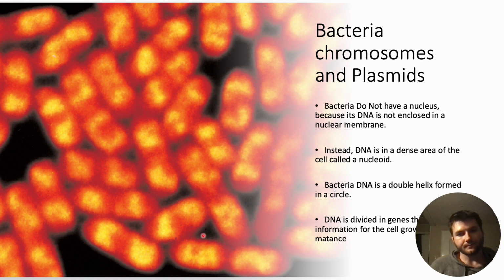So, bacteria, chromosomes, and plasmids. Bacteria do not have a nucleus because their DNA is not enclosed in a nuclear membrane. Instead, DNA is in a dense area called a nucleoid. Bacterial DNA is a double helix formed in a circle, and the DNA is divided into genes, and that promotes cell growth and maintenance and things of that nature. And this is kind of what it looks like.